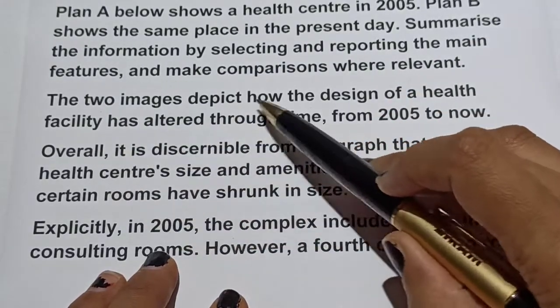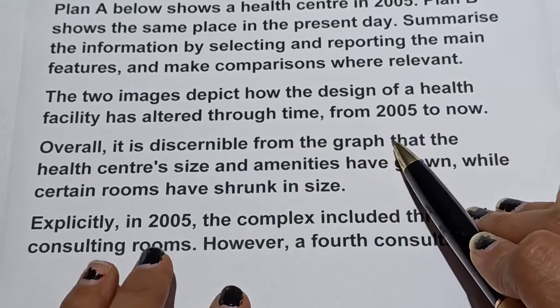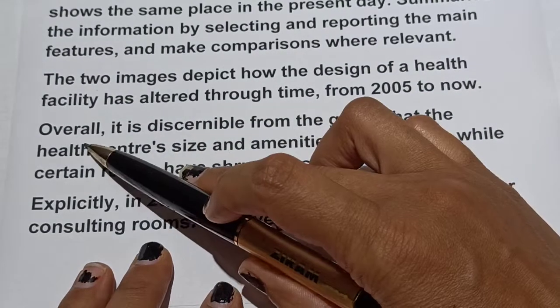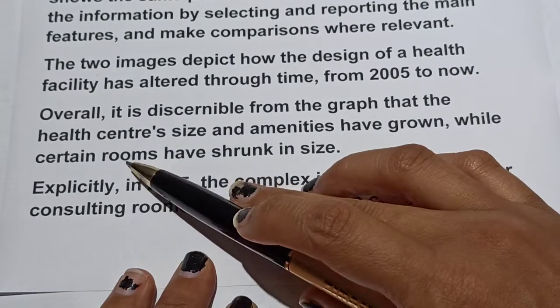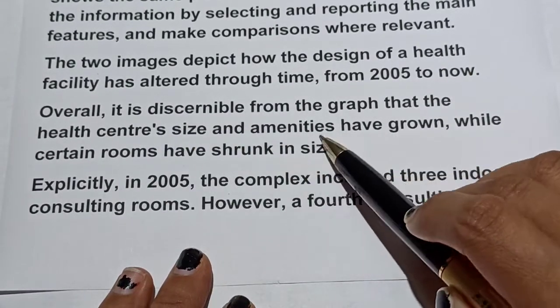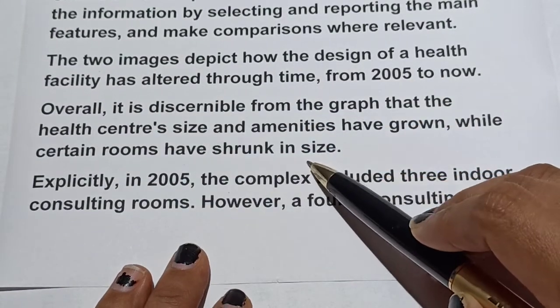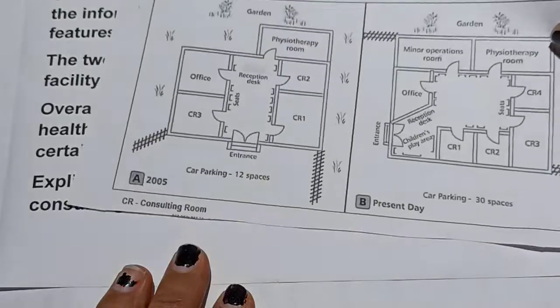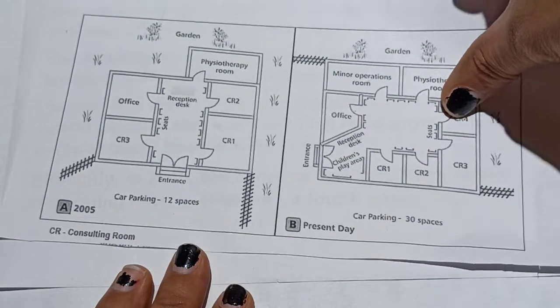Now the two images depict how the design of a health facility has altered through time from 2005 to now. Overall, it is discernible from the graph, means clear from the graph, that the health center's size and amenities have grown, while certain rooms have shrunken in size. Means we can see that CR rooms have shrunken in size, but a lot of facilities are also there in the present day.